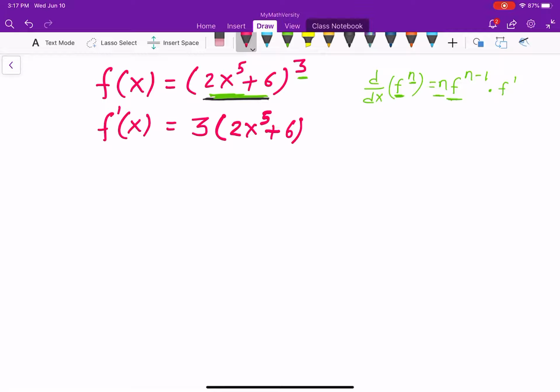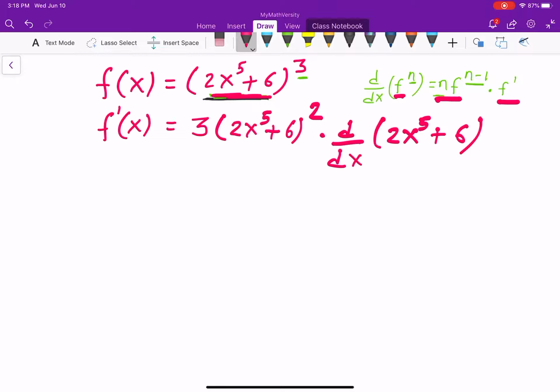And over here we have n minus 1, right? So we need to subtract the power by 1. Our power is 3, so 3 minus 1 will be 2. And it's not only that, but we also need to multiply by the derivative of this base function. So let's multiply by the derivative of 2x to the power 5 plus 6, and this is the derivative of the function by using the generalized power rule.